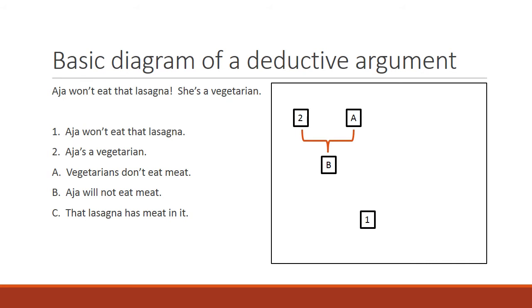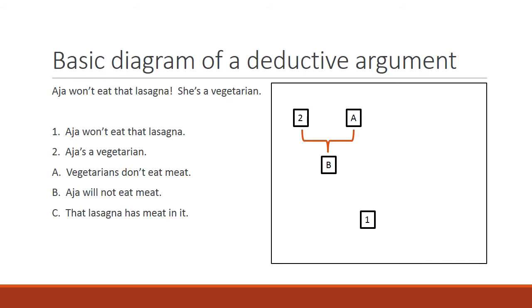You'll remember that the key difference between a deductive argument and an inductive argument is that in the deductive argument, there is a connection between the premises that is so strong that it 100% guarantees the truth of the conclusion, and that connection is important. The 2 premises work as a team. We indicate that, as I said, with this brace.